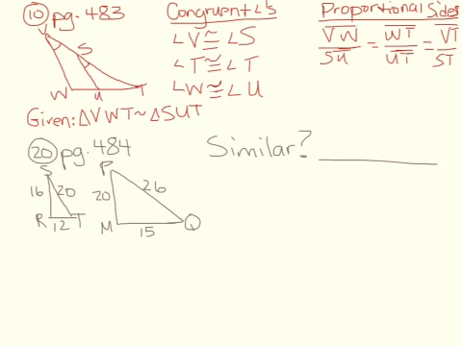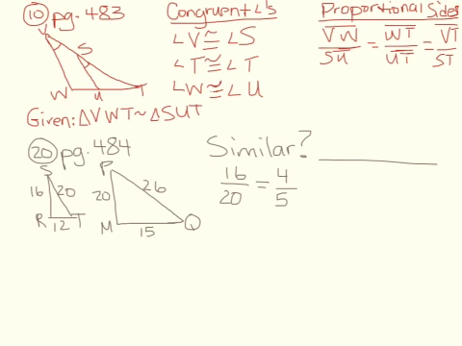Okay, on number 20 on page 484, we are given two triangles, and they want us to tell if they're similar or not. The only way to prove they're similar is, number one, to prove that two of their angles are congruent, or to prove that their sides are proportional to each other. I don't know anything about the angles here, so I'm going to have to do it with the sides. So I'm going to put SR over PM, and that ratio reduces to 4 over 5.